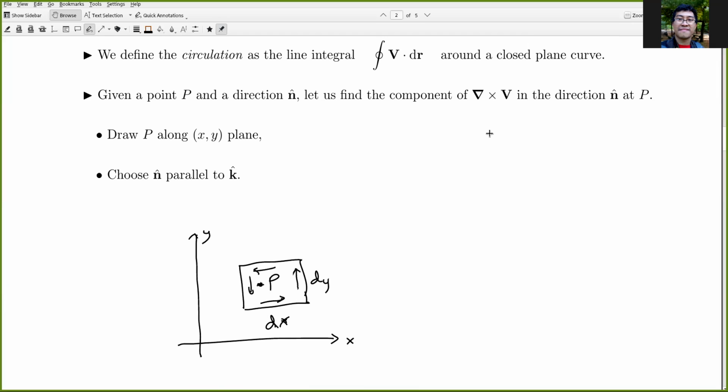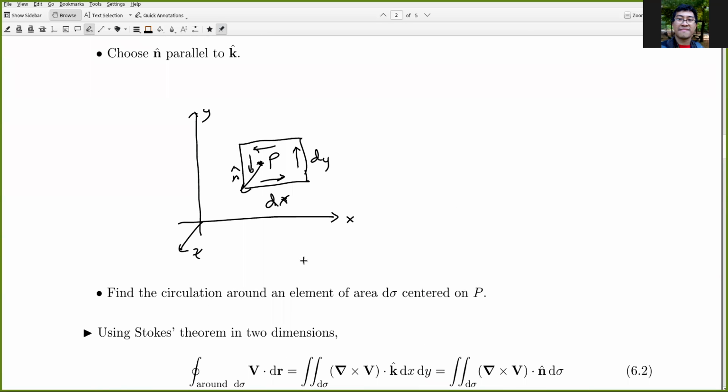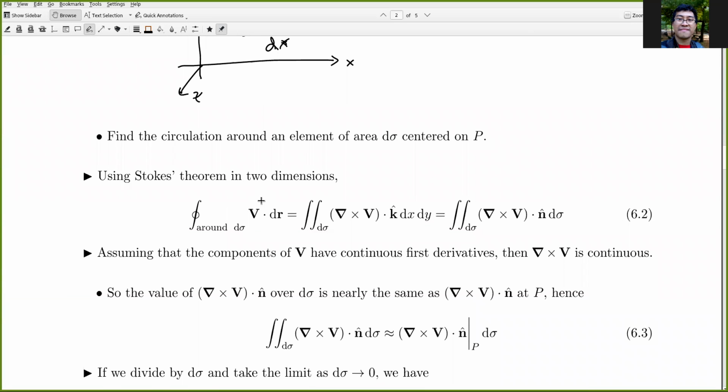Here, N is in the direction of K. K is perpendicular to XY, so Z would be outside, so it's going outside. So if this is our Z, that is our N. So we curl around this using our right hand, the thumb directs towards this N hat, or parallel to K, towards K. So we want to find the circulation around an element of area d sigma centered on P using Stokes' theorem in 2 dimensions.